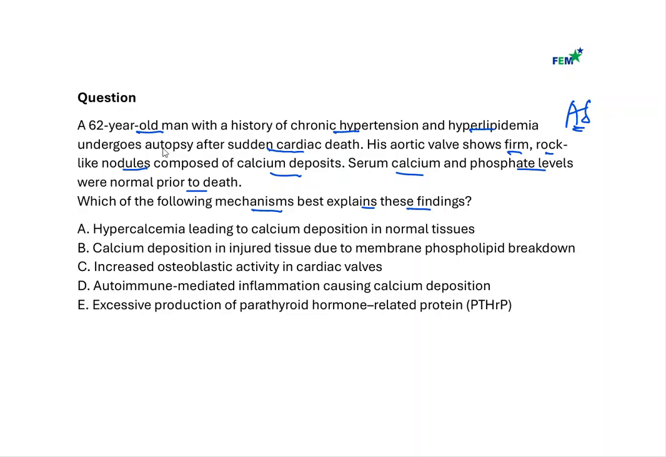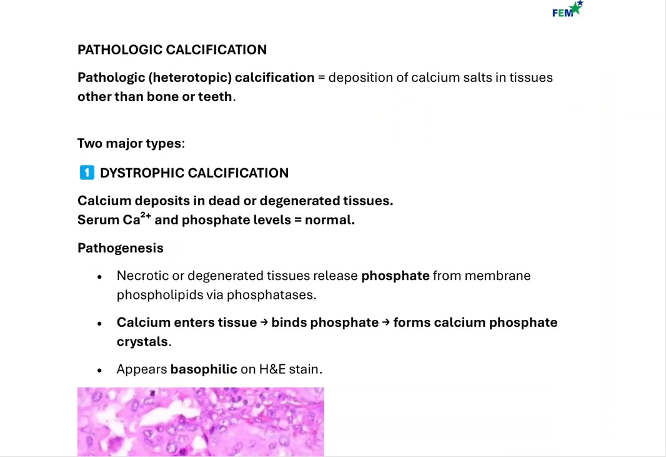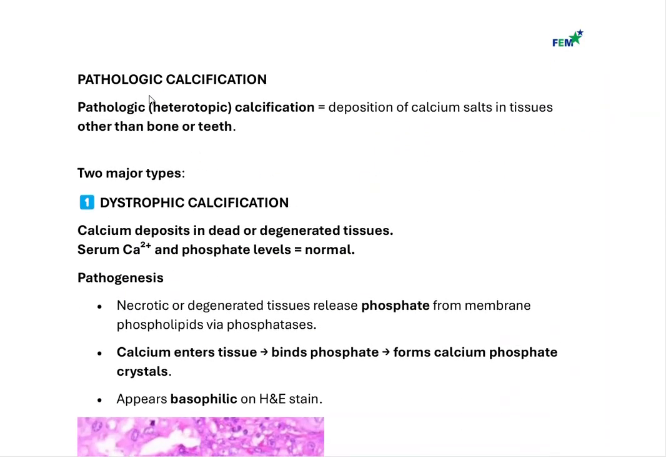So based on the information we have here, this patient likely has dystrophic calcification of his aortic valve. So the best answer there will be B, calcium deposition in injured tissue due to membrane phospholipid breakdown. So let's see why. In today's lecture, we're going to be talking about pathologic calcification.